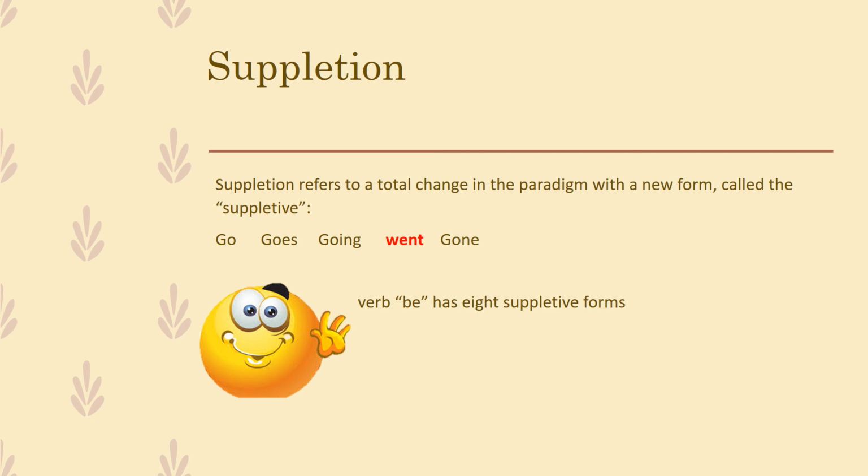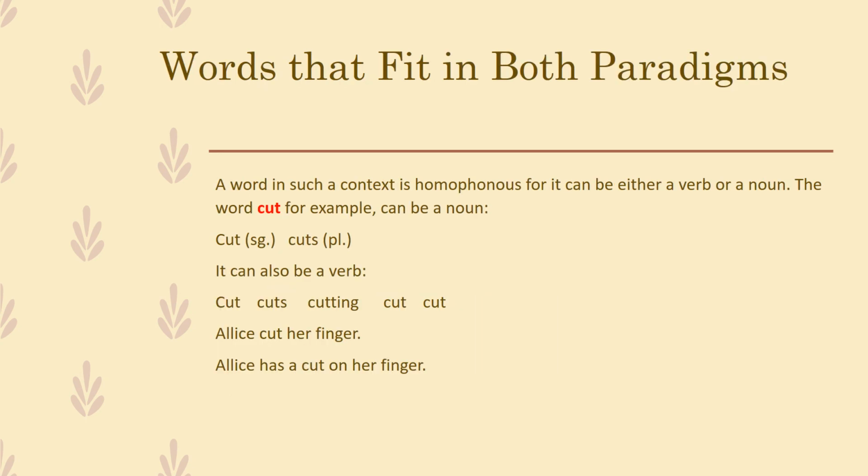For example, go, the stem; goes, we added s or es. Going, we added ing. Went, what is this? It should be, for example, goed, right? Or it should be something that has go in it. Since this form is completely different, it is called what? Suppletive form. And do you know that the verb be in English has 8 suppletive forms? Yes. That's it for tonight. Suppletive forms.